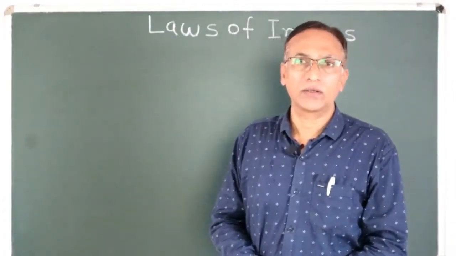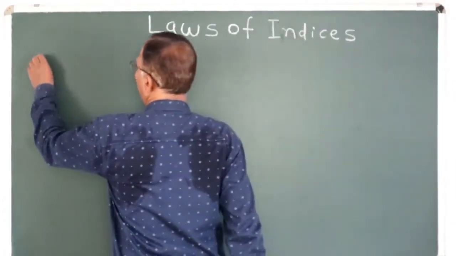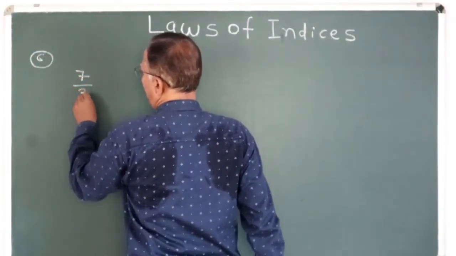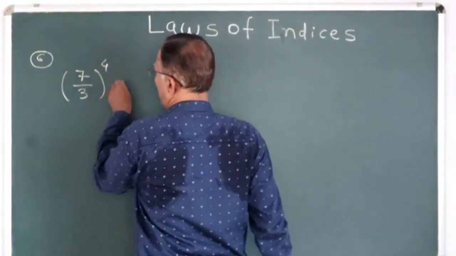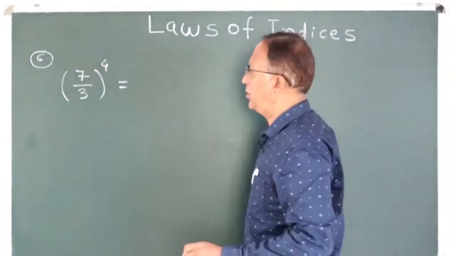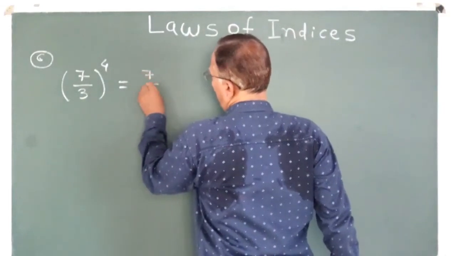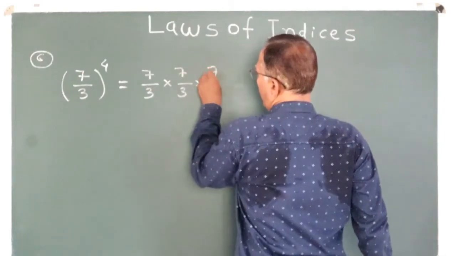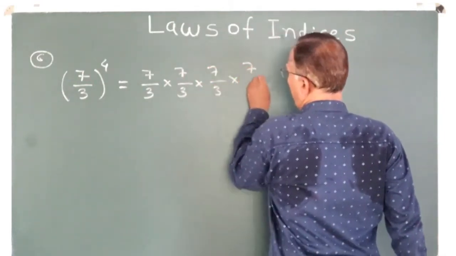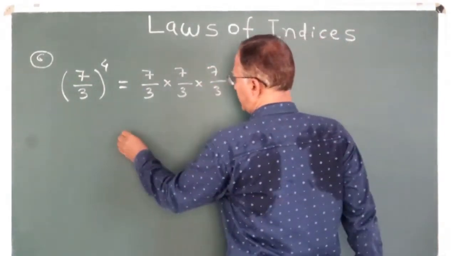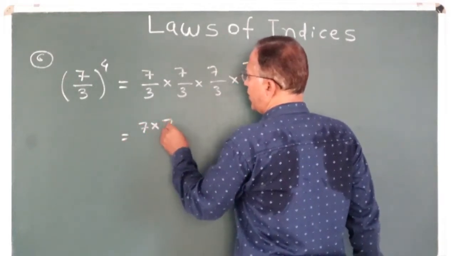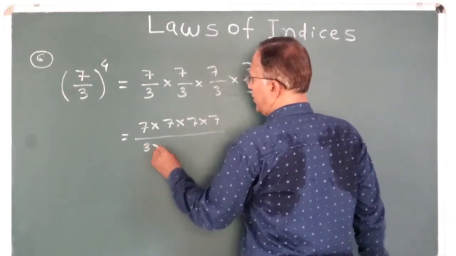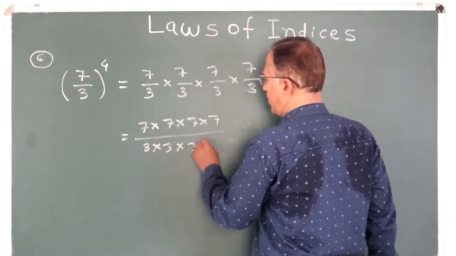Now we will learn to derive the sixth law of indices. (7/3)^4. Here the bracket has power 4. It means that it is multiplied by itself 4 times. 7/3 multiplied by 7/3 multiplied by 7/3 multiplied by 7/3. Now in numerator 7×7×7×7 divided by 3×3×3×3.